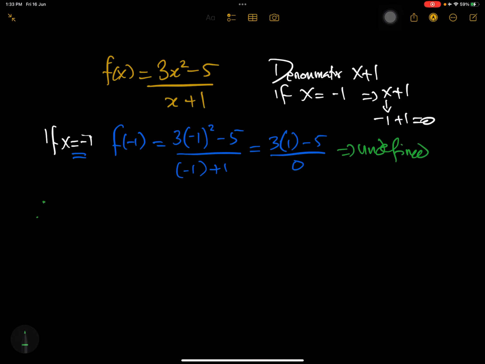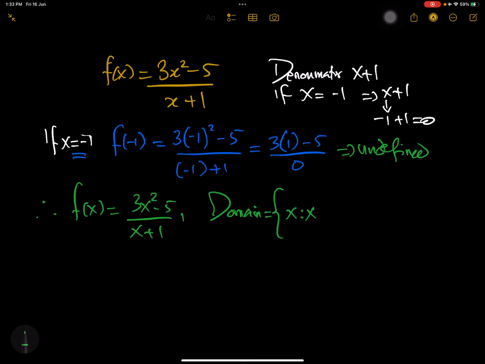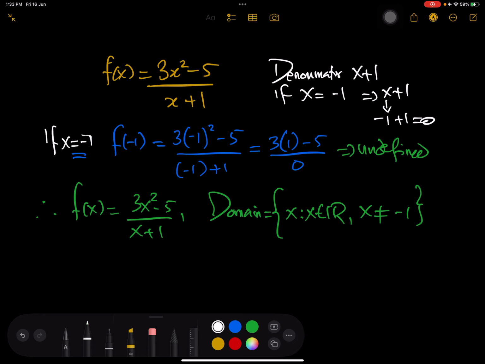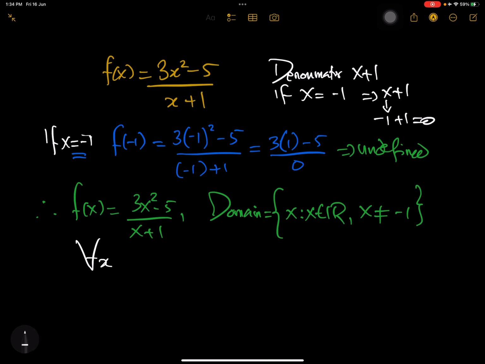Therefore, we can say that this function, f of x, which is equal to 3x squared minus 5 divided by x plus 1, has a domain equal to x, such that the x belongs to all real numbers, but x cannot be equal to -1. So that means the domain of this function can take on all values of x, except that x should not be equal to -1.